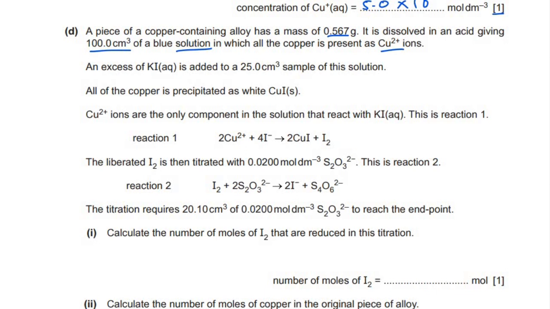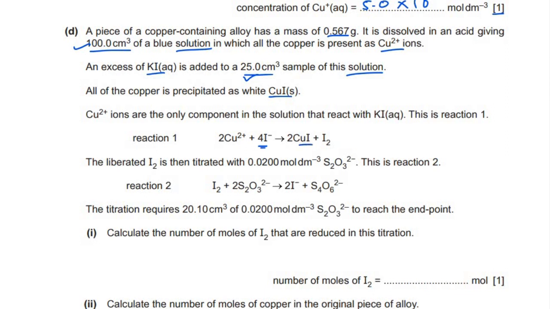ions. An excess of potassium iodide is added to a 25 cm³ sample of this solution. Now remember, we had a total of 100 cm³, out of which we have taken 25 cm³ of the solution, and KI, potassium iodide, is added to this solution. All of the copper is precipitated as white CuI. So the reaction is given here.